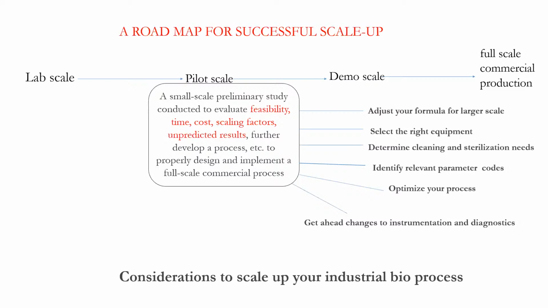Next, the most important is determining the cleaning and sterilization need. Equipment should be easily cleaned and sterilized. Next is identifying relevant parameter codes. The parameter codes which we work with at lab scale are not different when we work at pilot scale or demo scale. So we have to identify the next level of parameter codes, and we will do process optimization at this level to get the best condition in which we get a higher yield. Once you have optimized your process, your equipment should be such that you can include those changes in your instrumentation. So these are the steps included for success with scaling up.